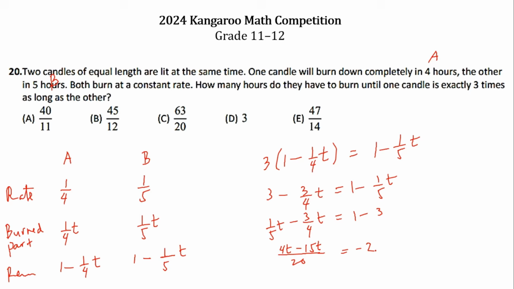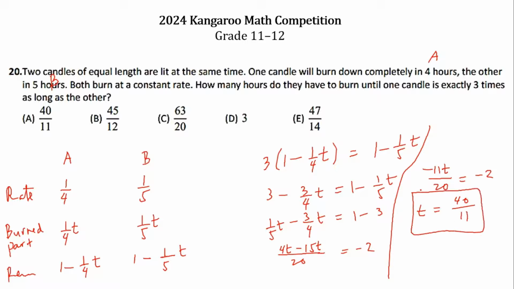So the numerator in the left side is -11T. That's divided by 20 equals -2. By cross multiplication, we get positive 40 over 11. So after 40 over 11 hours, the length of one candle is 3 times the length of the other. So the answer is option A.